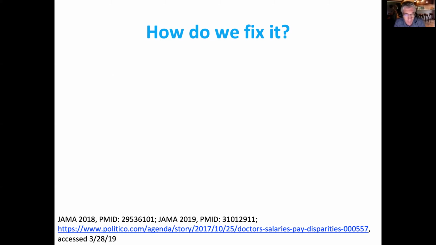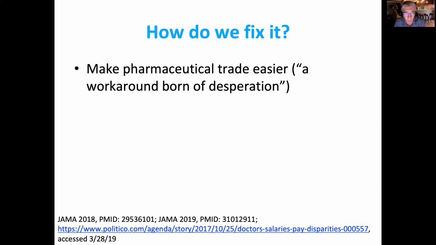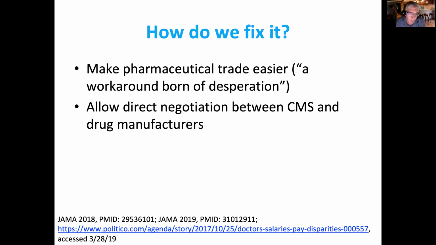Well, as you can imagine, lots and lots of potential solutions have been thrown out. One is to simply make pharmaceutical trade easier, make it easier to buy drugs from the United States or Mexico or other places where they're cheaper. People who promote this will readily say that this is a workaround of desperation, right? Because there's no reason that we shouldn't be able to produce cheaper, especially generic drugs within our own borders. But for now, the cheapest place to get those is from other countries, but it's just very hard to do on an administrative level.